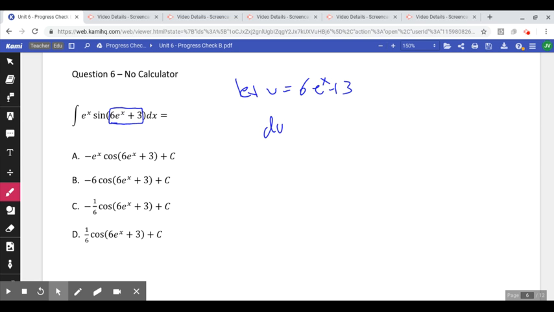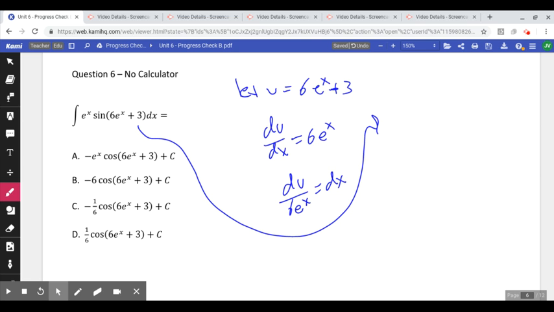Then we'll find the derivative with respect to x, which is 6e^x. The derivative of 3 is 0, remember, so you don't need to work with that. Then we'll multiply by dx on each side and divide by 6e^x. So we'll have du over 6e^x is equal to dx. I can now go ahead and work with the entire integrand and see what I can figure out using the value or the expression for u.